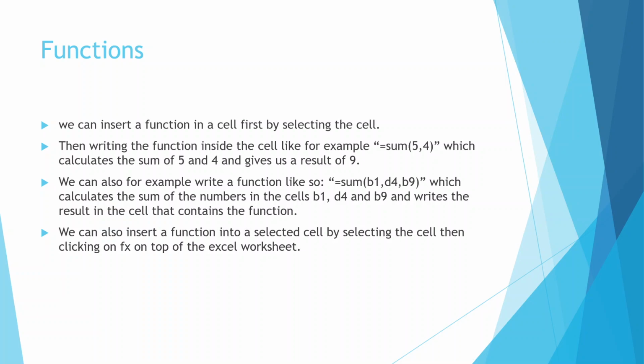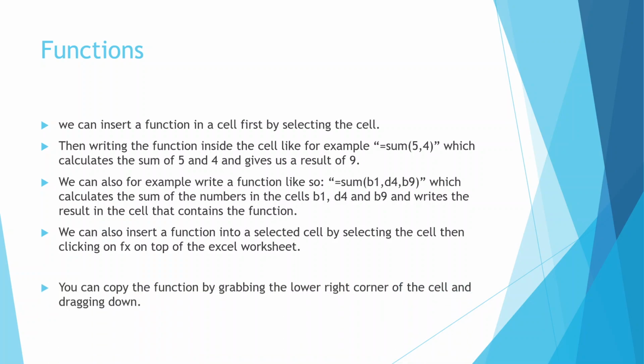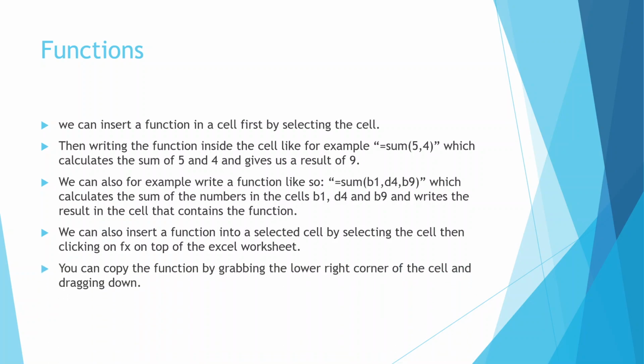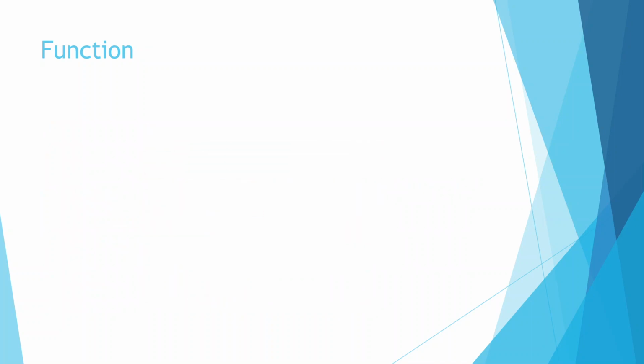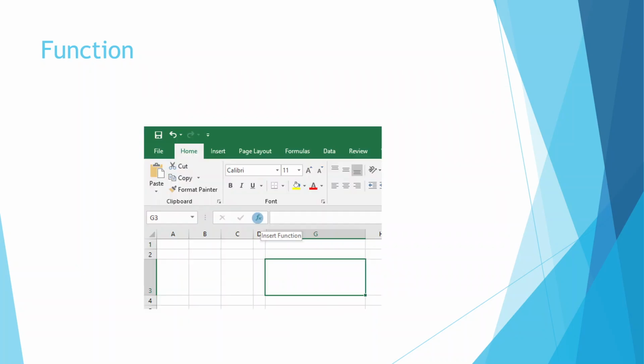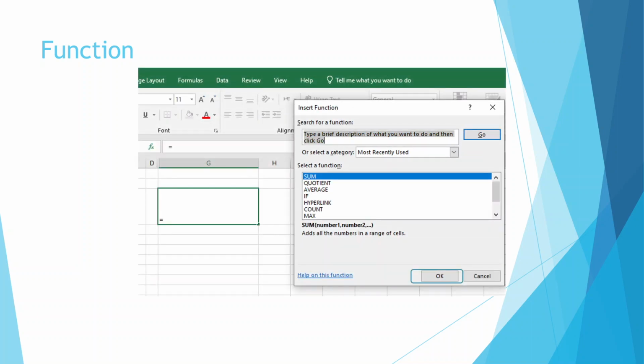We can also insert a function into the selected cell by selecting the cell and then clicking on f of x on top of the Excel worksheet. You can copy the function by grabbing the lower right corner of the cell and dragging down. We're going to see an example of that shortly. The function will then be applied to all the selected cells. For example, we selected the cell and then clicked on f of x right here. Here we have to select the function we want to apply.